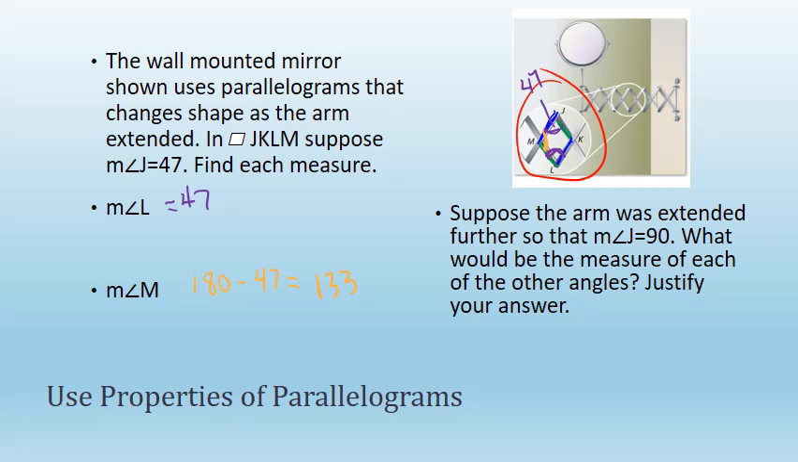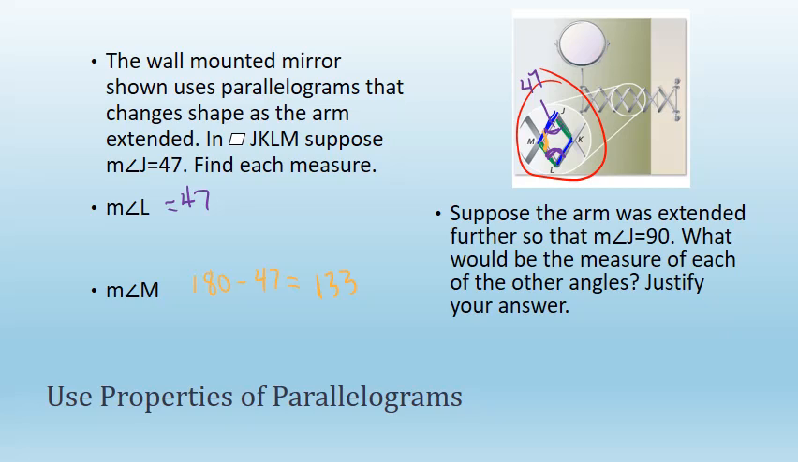Now we have a second question here. And by the way, all this comes from example 1 on page 404 of your textbook. It says, suppose the arm was extended further so that the measure of angle J is 90 degrees. What would be the measure of each other angle?